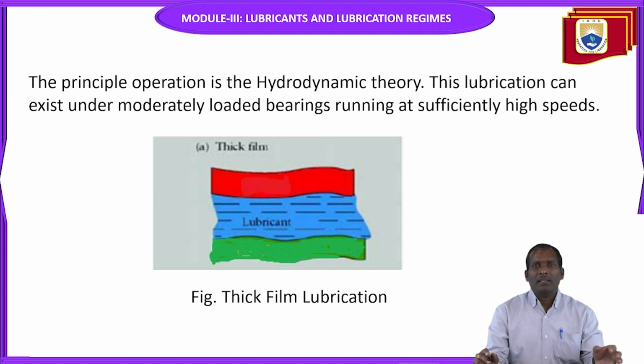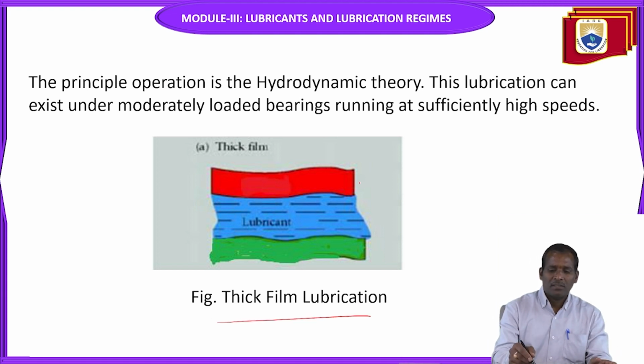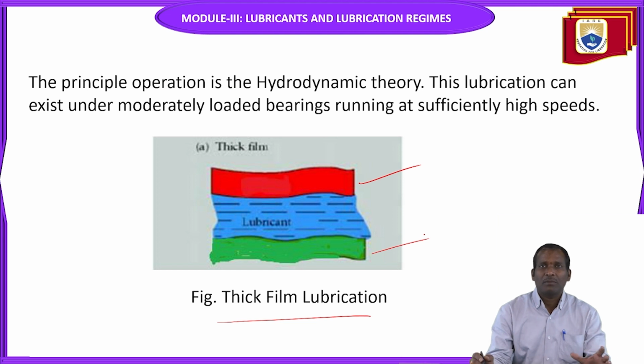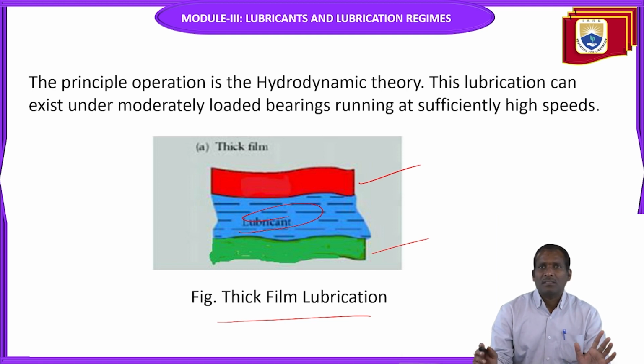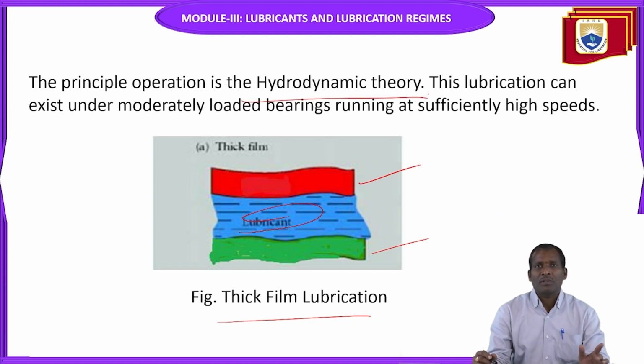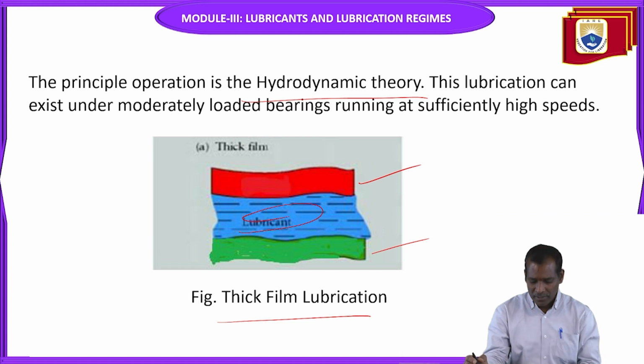The diagram shown here is thick film lubrication. This is one surface and this is another surface. There is a separation between these two surfaces with the help of the lubricant, so there is no metal to metal contact in thick film lubrication. The principle of operation is the aerodynamic theory. This lubrication can exist under moderately loaded bearings running at sufficiently high speeds. I will explain in later slides what this theory is.